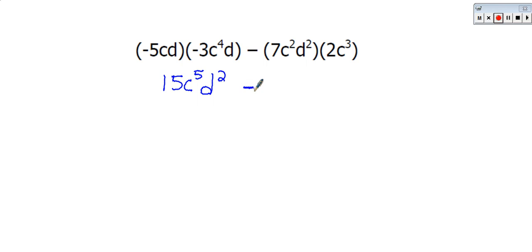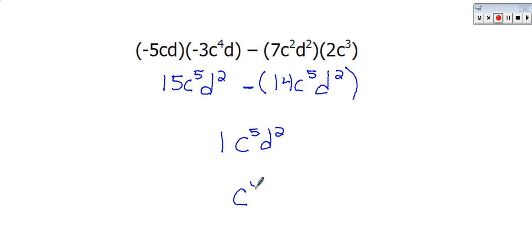From that, we are going to subtract 7 times 2, which is 14. C squared times c cubed is c to the fifth. And notice this term doesn't have any other d's to multiply it with, so we just keep this as d squared. Do they have the same parts? They do. They each have a c to the fifth d squared. So now we just combine them. 15 subtract 14 is 1. So this problem simplifies all the way down to c to the fifth d squared.